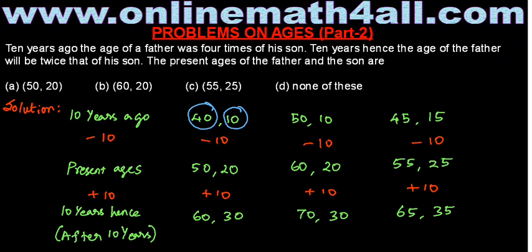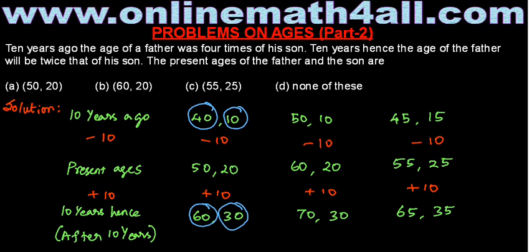So the second information is 10 years hence, the age of the father will be twice of his son. After 10 years, in option A, the age of the son is 30. Age of father is 60. So 2 times 30, that is twice of 30, is equal to 60. So option A satisfies the second information also.